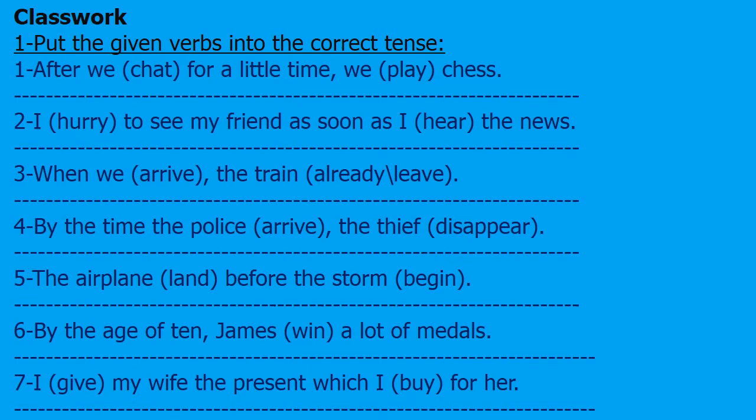Number 7, I give my wife the present which I buy for her. What do you think happened first? Buying the present or giving it to the wife? Of course, you have to buy it first. So here the verb buy will be in the past perfect, action number 1. And giving his wife the present will be action number 2 in the past simple. So the answer will be, I gave my wife the present which I had bought for her.